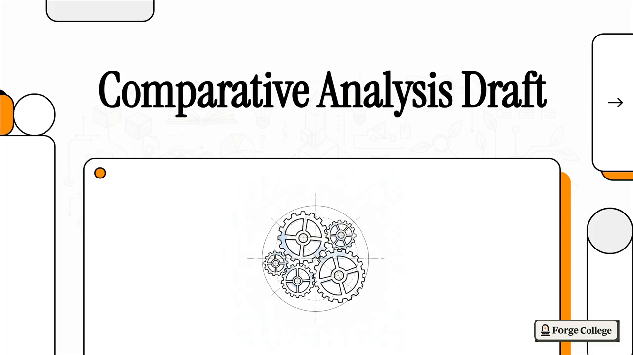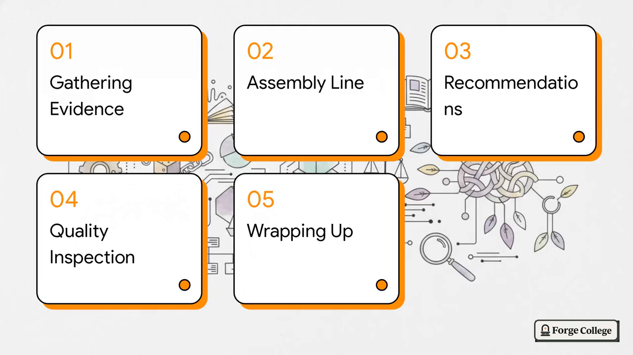Honestly, I want you to think of this less like writing some daunting creative essay and a lot more like assembling a precision machine on a factory floor. So let's look at the blueprint for today's assembly process. First, we'll gather our evidence stack, then we'll run it through the drafting assembly line. From there, we'll forge our solid recommendations, run a final quality inspection, and wrap the whole draft up.